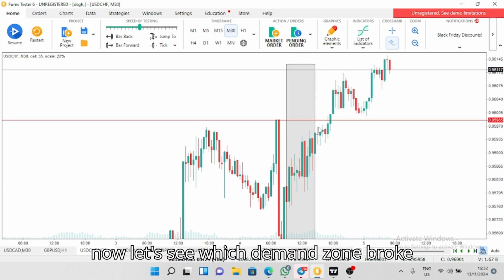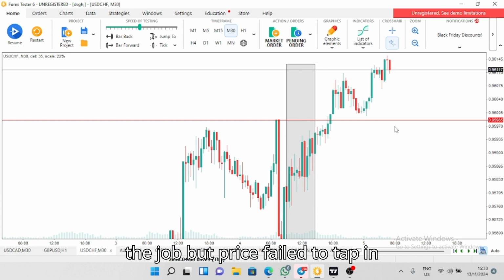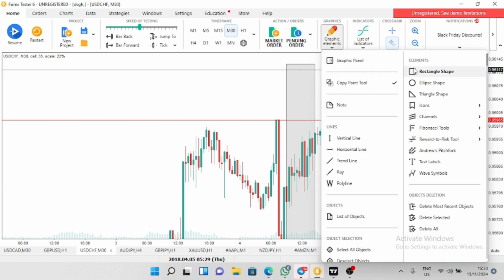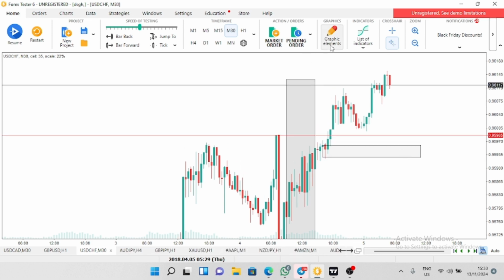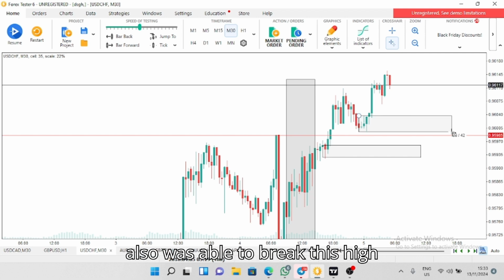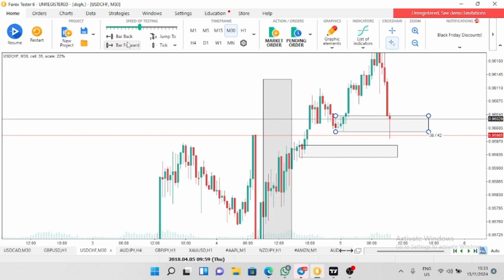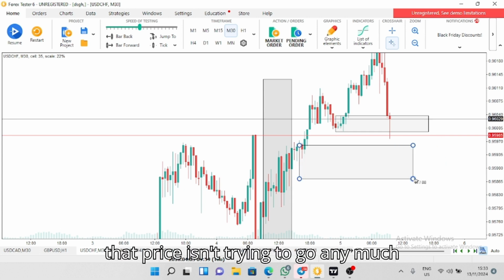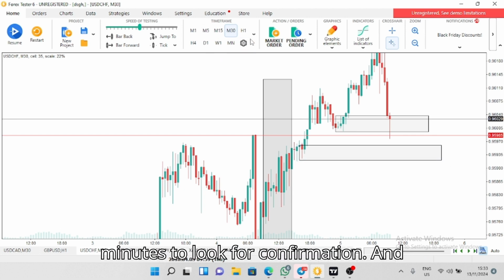Now, let's see which demand zone broke this higher high right now. This demand zone did a job, but price failed to tap into it. So let's see. This zone also was able to break this high right here. So let's see what price does. Okay, the price came into this zone, and there's this huge rejection showing that price isn't trying to go much further down. So we'll go into the 5 minutes or the 3 minutes to look for confirmation.